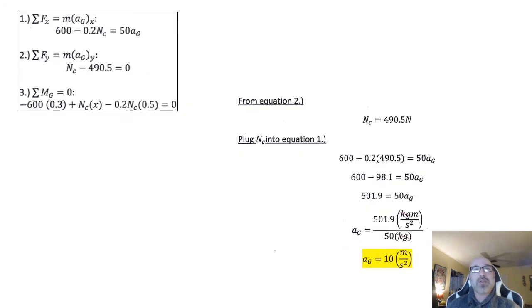So now that I have that there, I write that out from equation 2. Here's my equation 2. I can derive that N sub C is equal to 490.5 newtons by simply adding this 495 to both sides, moving it over to the right, and we end up with our N sub C. Now, if we take this N sub C, we can go back into equation 1. If we plug in for N sub C, that's one of the two unknowns, so our only unknown left would be our A sub G.